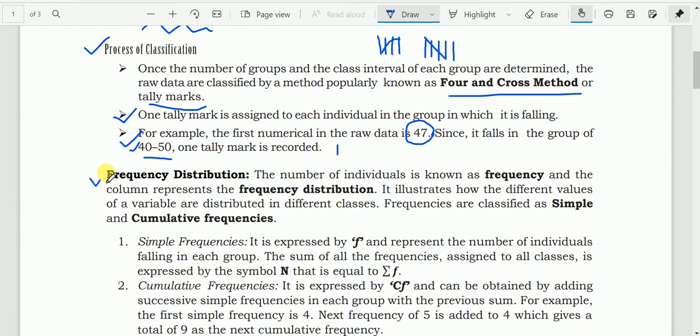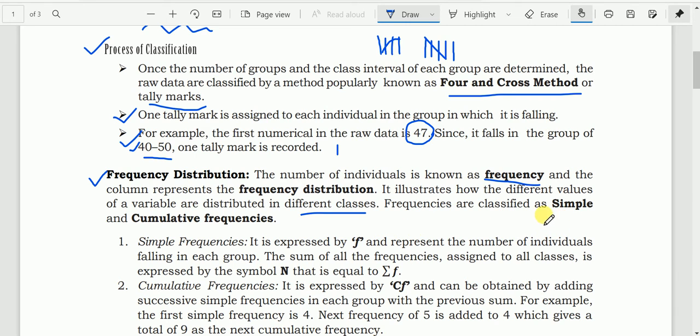Then about the frequency distribution: the number of individuals is known as frequency, and the column represents the frequency distribution. It illustrates how the different values of a variable are distributed in different classes. For example, for 0 to 10, how many individuals are there? Then between 10 to 20, how many individuals are there? That is what I call frequency distribution.